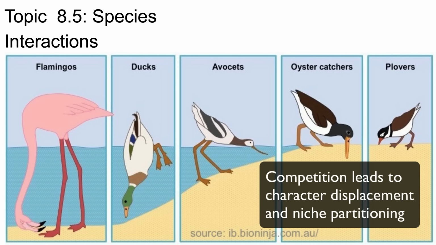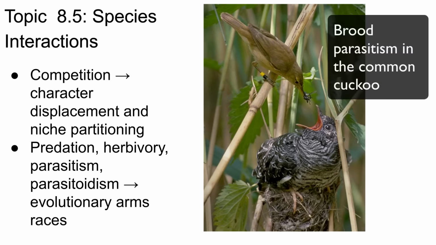Many of these interactions lead to important evolutionary consequences. For example, competition leads to character displacement and niche partitioning. A niche is the way an organism makes a living. So for example, if you look at shorebirds, different kinds of shorebirds evolve different beaks to exploit different parts of the sandy beach environment. On the other hand, interactions such as predation, herbivory, parasitism, and parasitoidism result in evolutionary arms races that lead to wondrous and amazing adaptations on the parts of each of the interacting species.